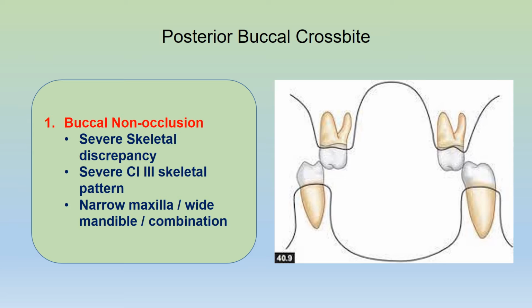Now, you also have a situation known as a buccal non-occlusion. Now this is a very severe skeletal discrepancy, and commonly happens with severe class 3 skeletal pattern. Now here there is a narrow maxilla and wide mandible, or a combination, and it is known as a non-occlusion because the occlusal surfaces of the teeth are totally not in occlusion.